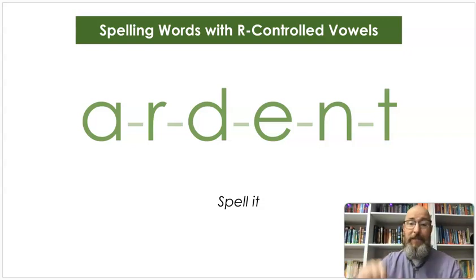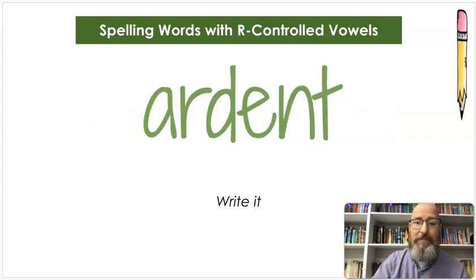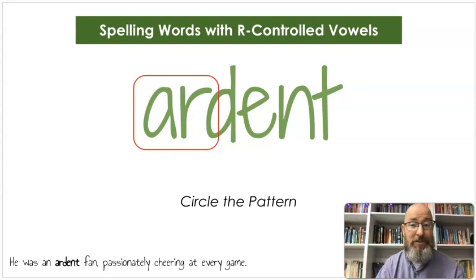A-R-D-E-N-T. Ardent. And let's write it. A-R-D-E-N-T. Find the R-controlled vowel. A-R is correct. He was an ardent fan, passionately cheering at every game. So we can see it's used as an adjective.